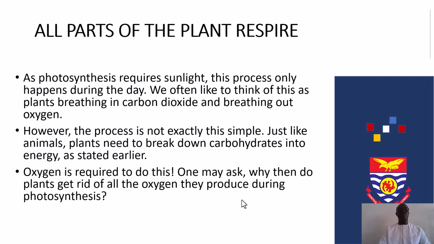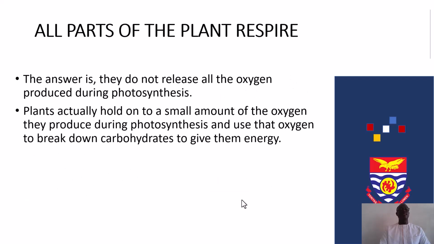Just like animals, plants need to break down carbohydrates into energy, as stated earlier. Oxygen is required to do this. One may ask, why then do plants get rid of all the oxygen they produce during photosynthesis? The answer is they do not release all the oxygen produced during photosynthesis. Plants actually hold on to a small amount of oxygen they produce during photosynthesis and use that oxygen to break down carbohydrates to give them energy.